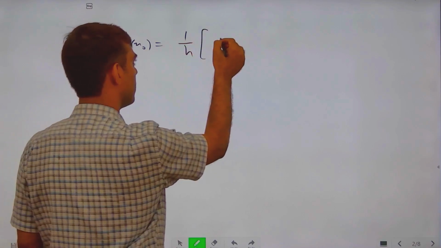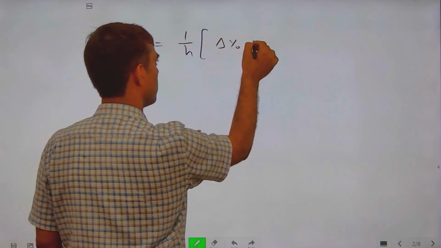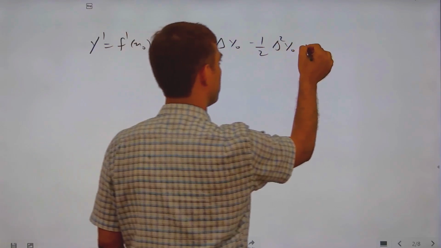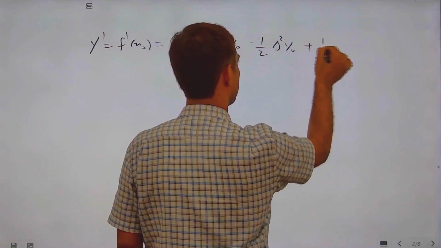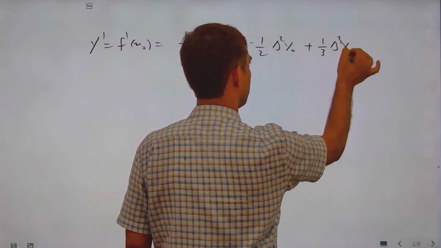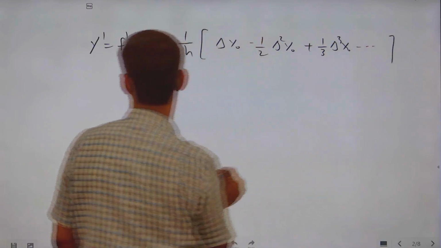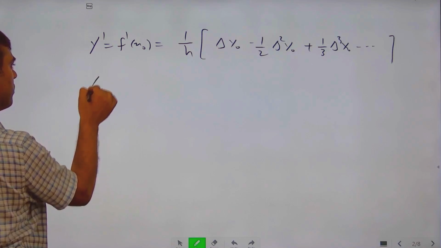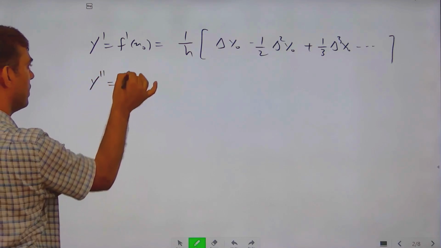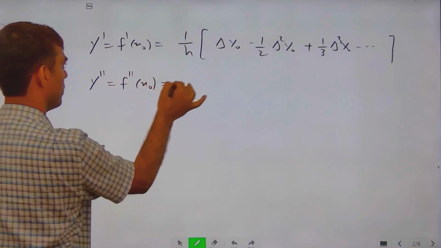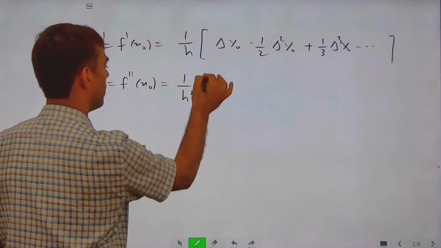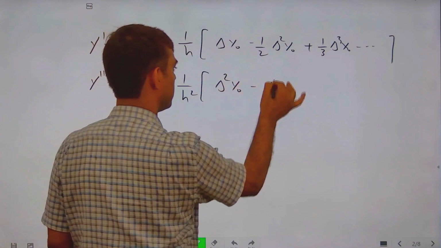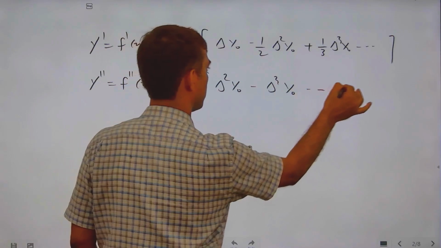Here we write a what? Δy0 minus 1/2 Δ²y0 plus 1/3 Δ³y0 and so on. This one. And the second order derivative, y'' equals f''(x0) equals 1 upon h², Δ²y0 minus Δ³y0 and so on.